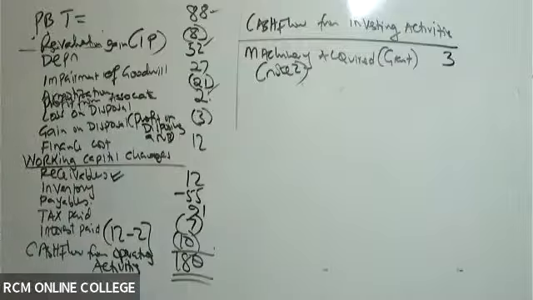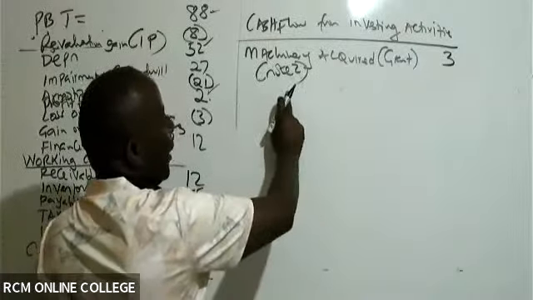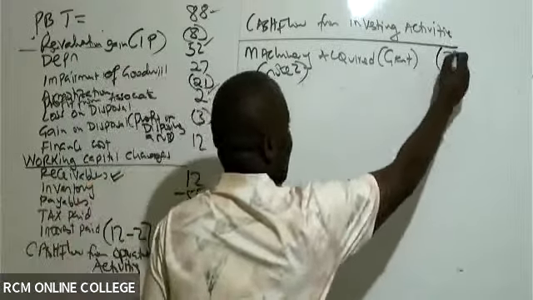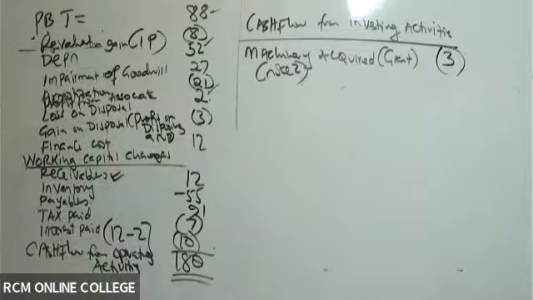So what else do we have, ladies and gentlemen? Remember, we also brought in some investment property. So remember, this machinery acquired, the grant, this is an investing activity. So the machine came, money went out. So it's supposed to be in brackets. It's a cash outflow, right?